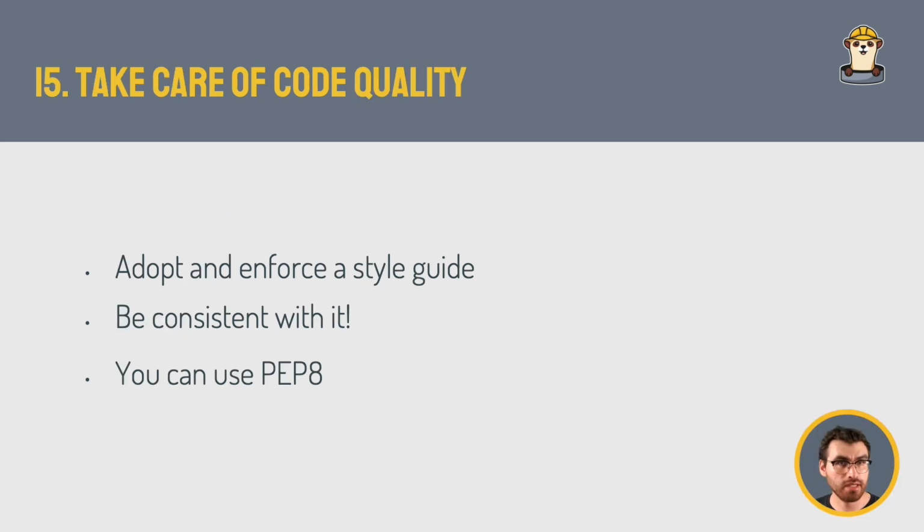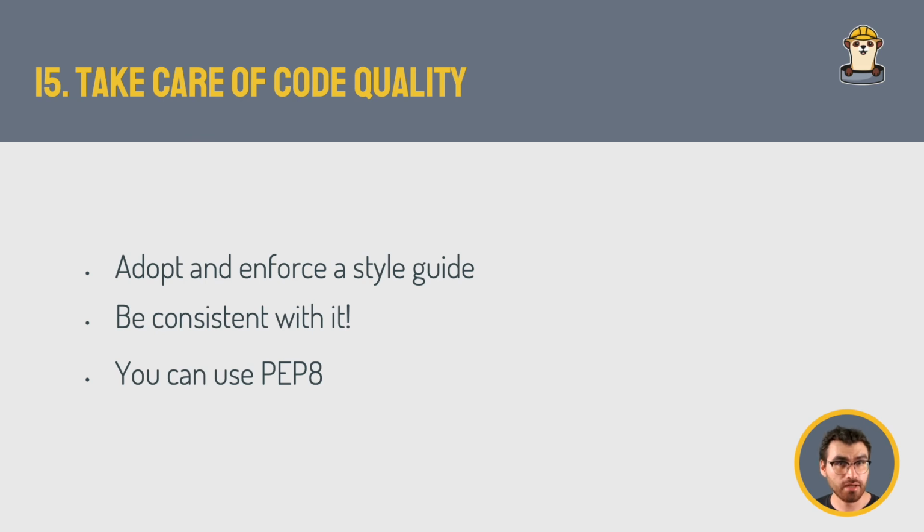Number 15. Take care of code quality. People read code more often than they write it. To make your code more readable, try to adopt and enforce a style guide. Style guides are about consistency. They establish a standard set of rules to improve readability. Such rules have to do with maximum line length, white space, variable naming, and things like that.